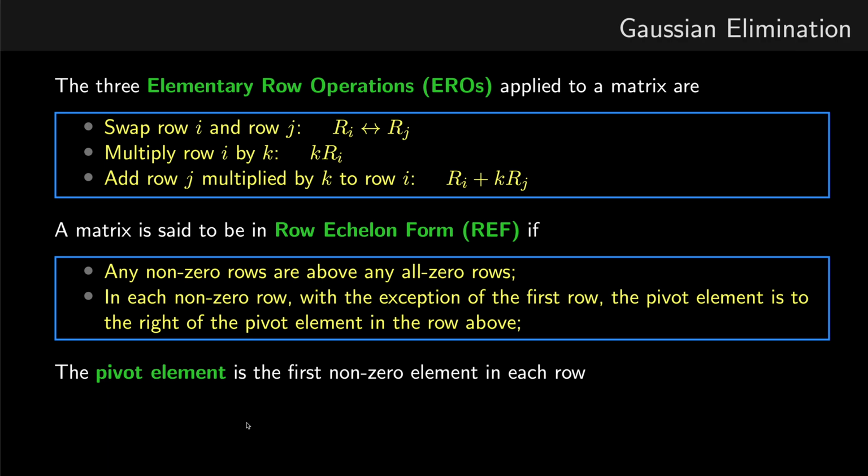I'm going to explain Gaussian elimination and how we use it to solve a system of linear equations. To start with, we're going to introduce elementary row operations. Now these are three operations that we can apply to a matrix.